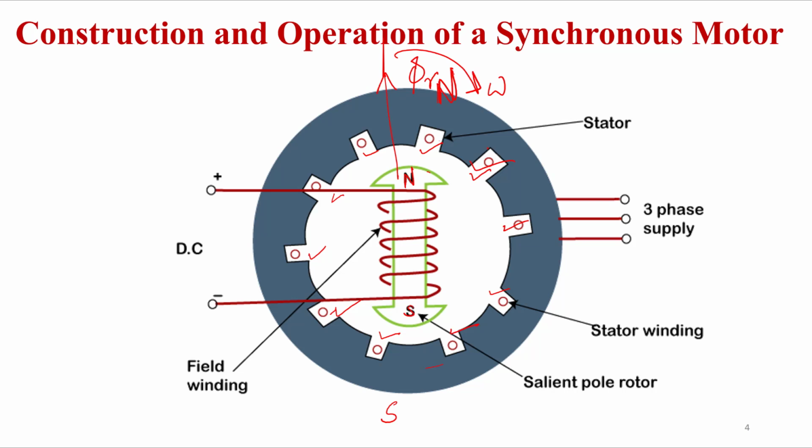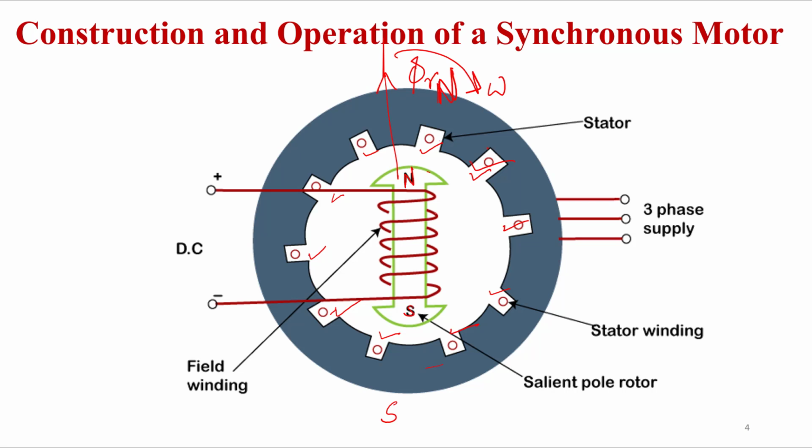Now what will happen to your machine? Will it start rotating? Any idea? One magnet is rotating on the stator at synchronous speed, and the other magnet is on the rotor which is not rotating, it is static. Now will it start rotating? No.